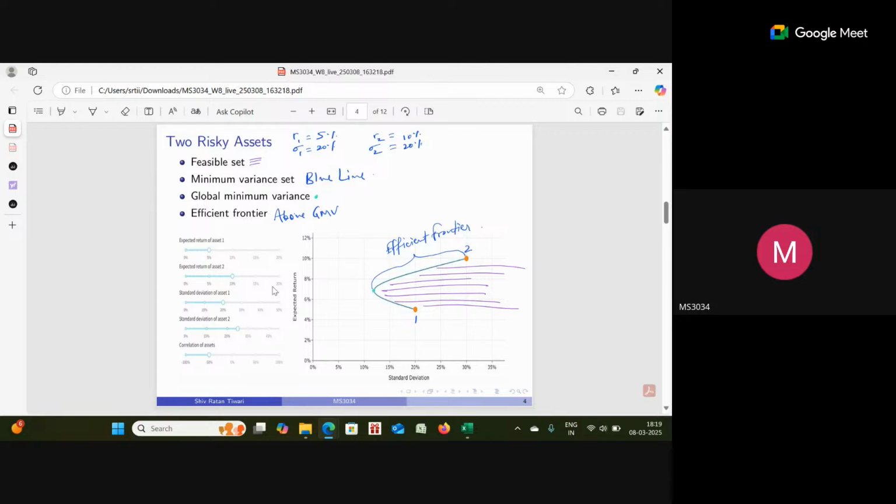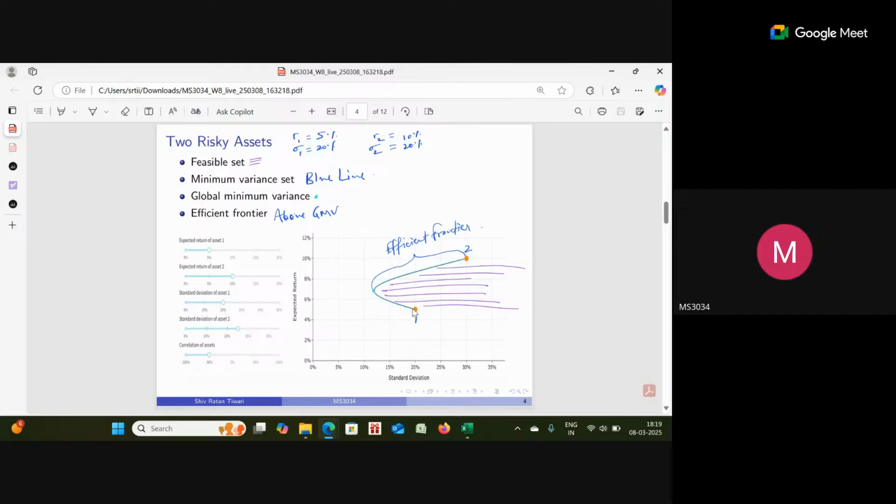Now let's move to the case where there is no risk free asset, only risky assets are available to you. Let's suppose there are two assets, asset 1 and asset 2. Asset 1 has an expected return of 5% and standard deviation of 20%. Asset 2 has an expected return of 10% and standard deviation of 20%.